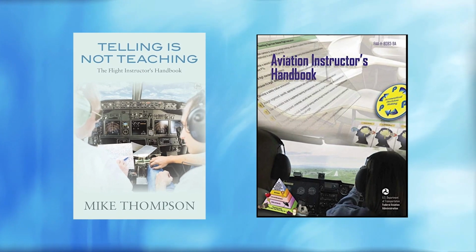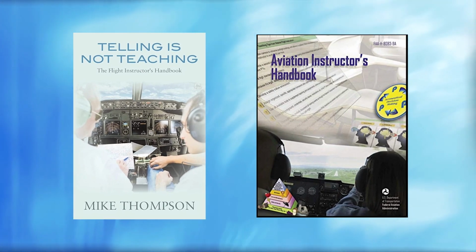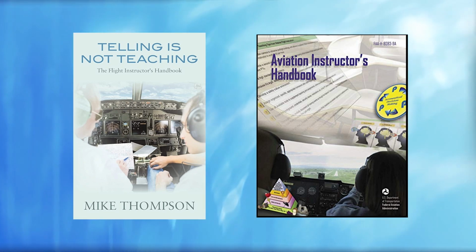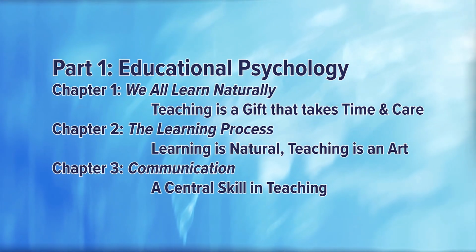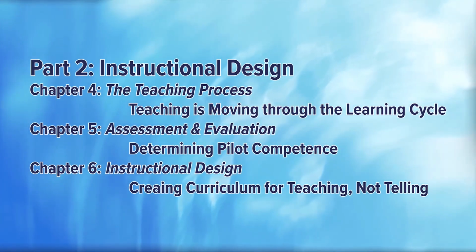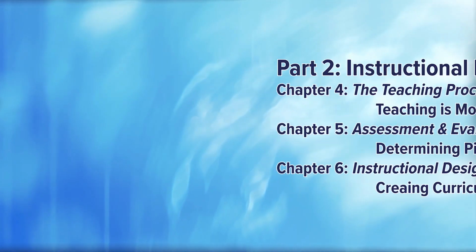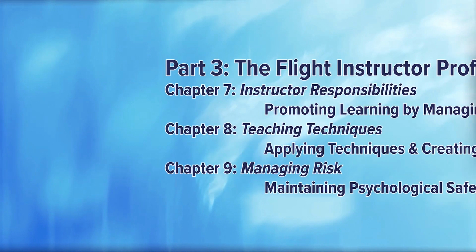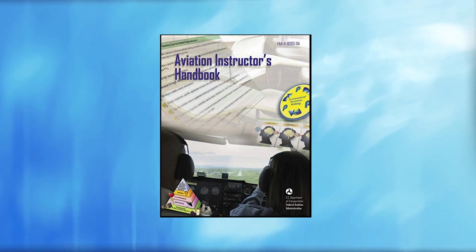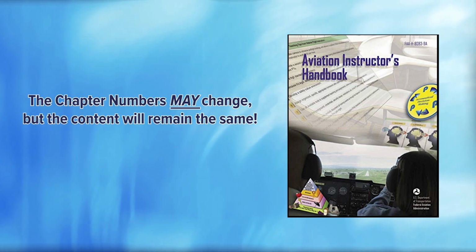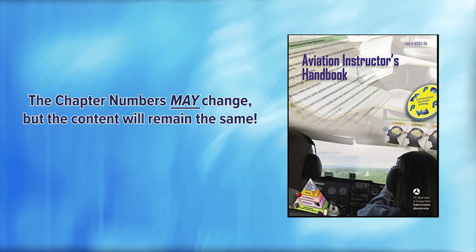Telling is Not Teaching was designed to parallel the FAA's Aviation Instructor Handbook 8083-9A. In the Aviation Instructor Handbook 9A and in my book, the first 3 chapters discuss educational psychology, the next 3 discuss instructional design, and the final 3 chapters address the flight instructor profession and responsibilities in general. In later versions of the FAA's handbook, you may notice the chapter numbers change. However, the chapter content should remain essentially the same.